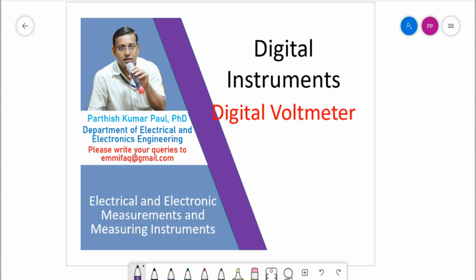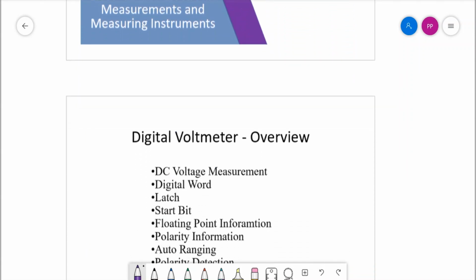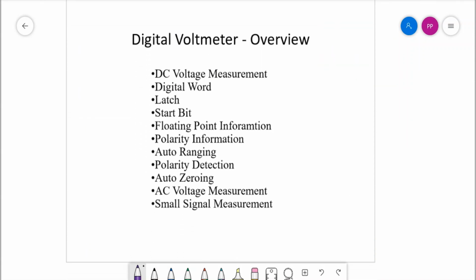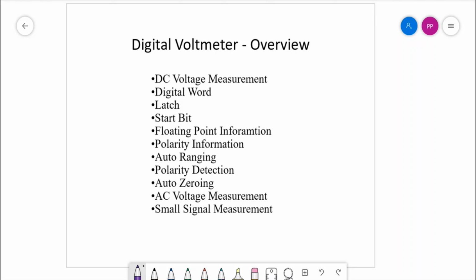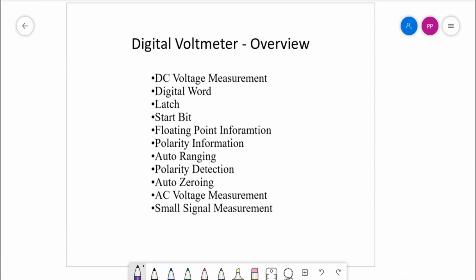Welcome friends, we are learning digital instruments and in this sequence today we shall try to learn the basics about digital voltmeter. So the major points we are going to discuss today are the DC voltage measurement, digital word, latch, start bit, floating point information, polarity information, auto ranging, polarity detection, auto zeroing, AC voltage measurement and small signal measurement. So let us start with the DC voltage measurement.